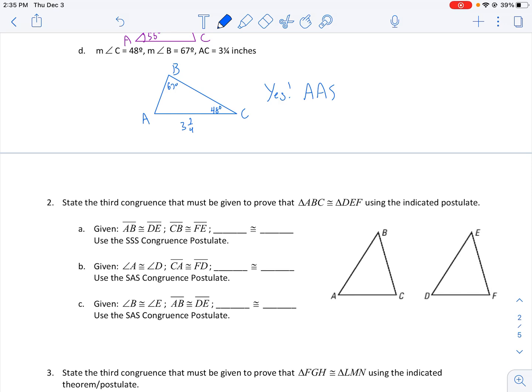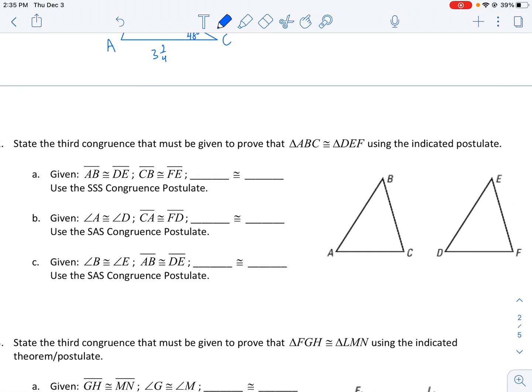All right, on these problems, we want these two triangles to be congruent. So what information will we need in order for these to be congruent? If we have AB congruent to DE and CB congruent to FE, and I want to use side, side, side, then I have to show that these two sides are also congruent. So AC congruent to DF.